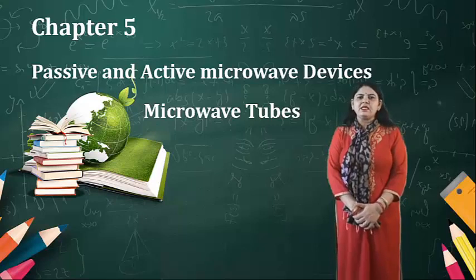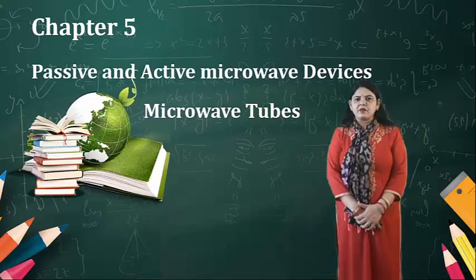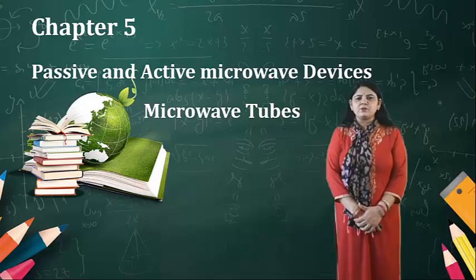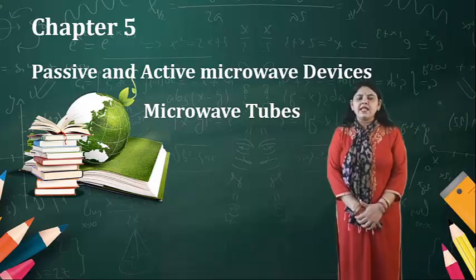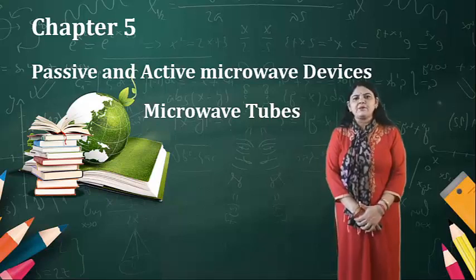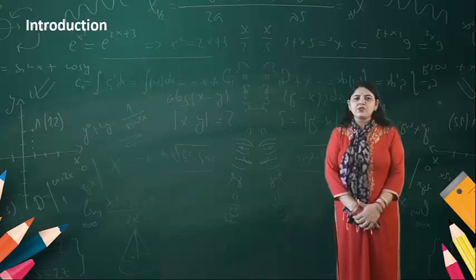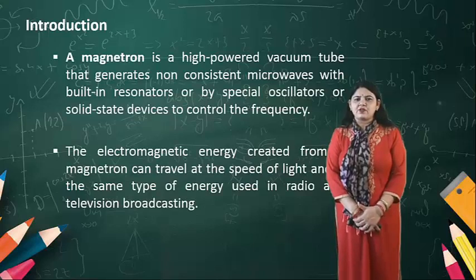Those provide a linear beam and are considered to be the O type of beam. The other kind of tube is one in which the electric field and the magnetic field are perpendicular to each other. This type is known as the M type of tube, for example the magnetron. So we are going to discuss the magnetron.